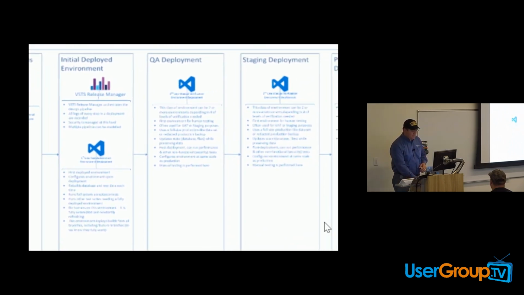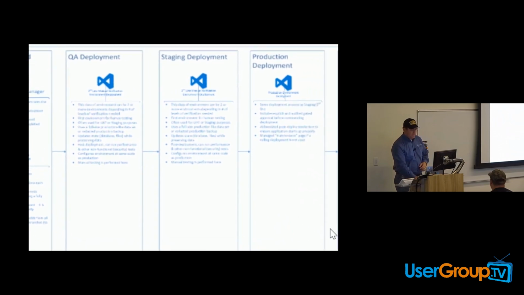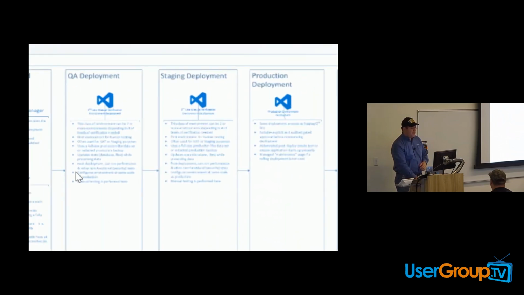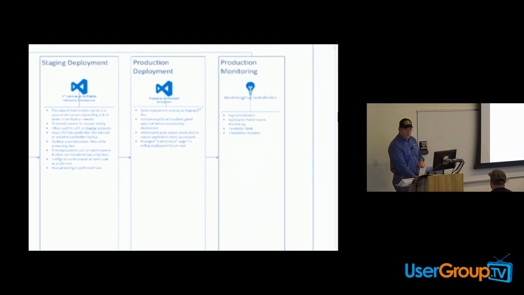Then the initially deployed environment, this is a first line dev test environment, then a QA environment, then a staging environment, and then production. In some cases, QA and staging can be combined. I'll talk about that in a minute. And then production. And then after production, it doesn't matter if you're purely a coder. You can't ignore this. Monitoring is part of the DevOps model.